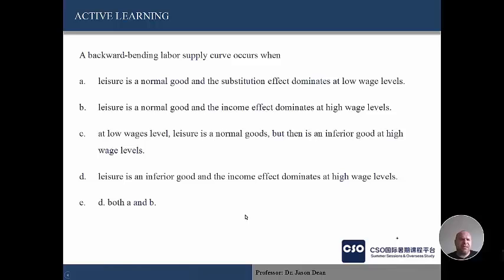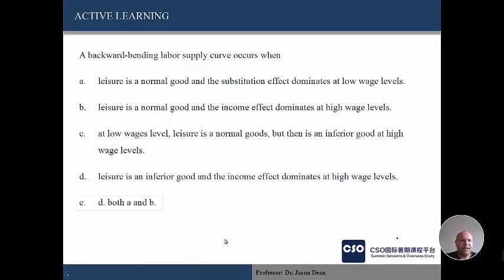A backward bending labor supply curve occurs when, which one of these is correct? A, leisure is a normal good and the substitution effect dominates at low wage levels. B, leisure is a normal good and the income effect dominates at high wages. C, at low wage levels, leisure is a normal good, but then an inferior good at high wage levels. And then D, leisure is an inferior good, and the income effect dominates at high levels. Which one is correct? And your other option here is E, both A and B.